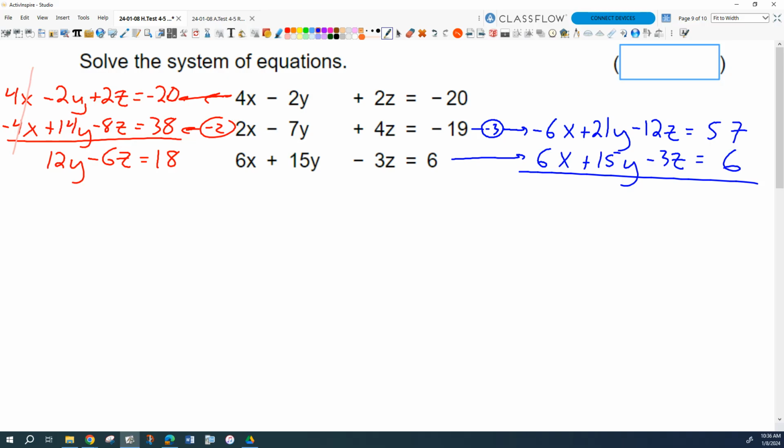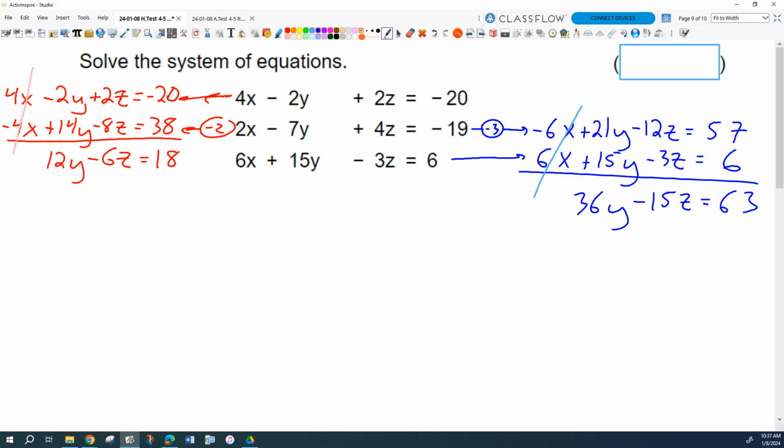If I add those up, again, we cancel the x's. We get 36y minus 15z equals 63. Okay, now what? Multiply the red one by 3. Okay, right. So now we've got a system. Look, we got a system of two equations and two unknowns.